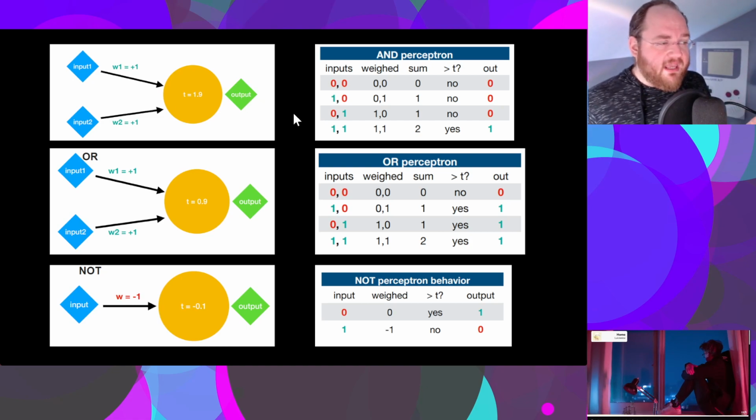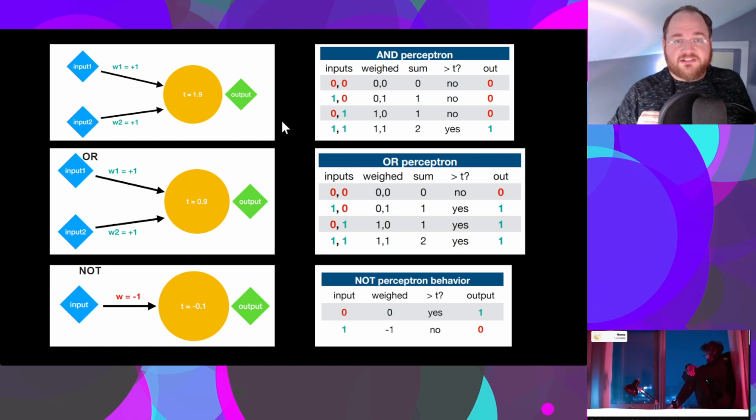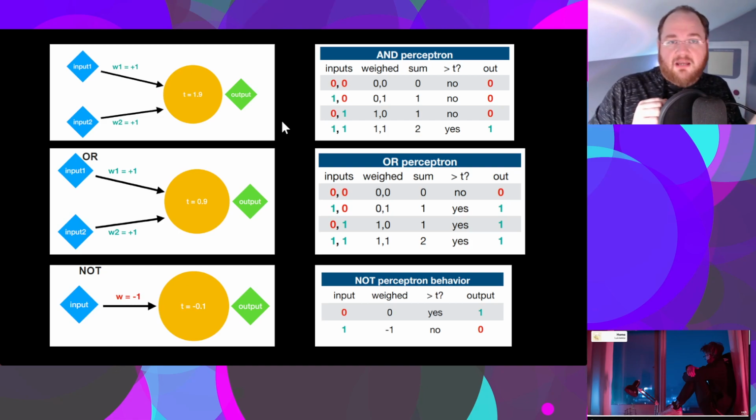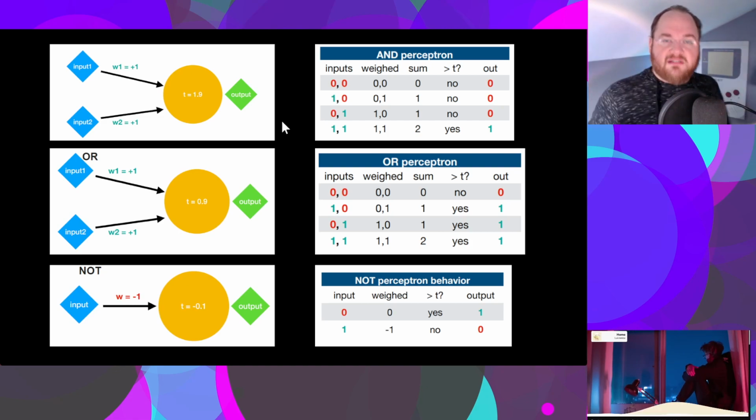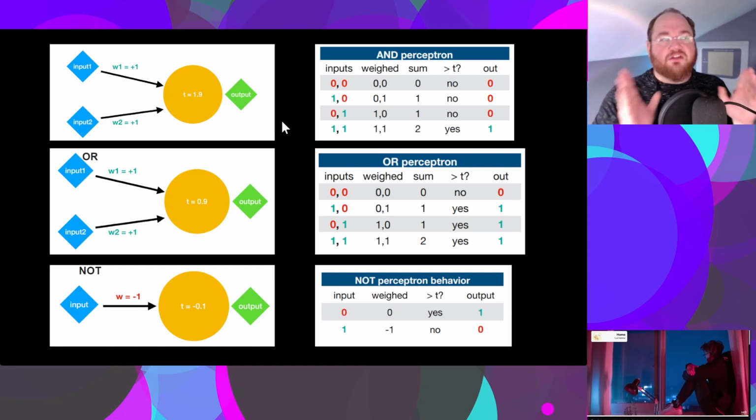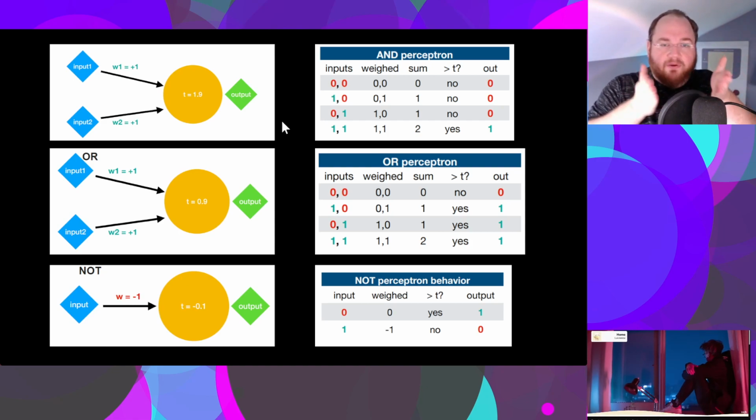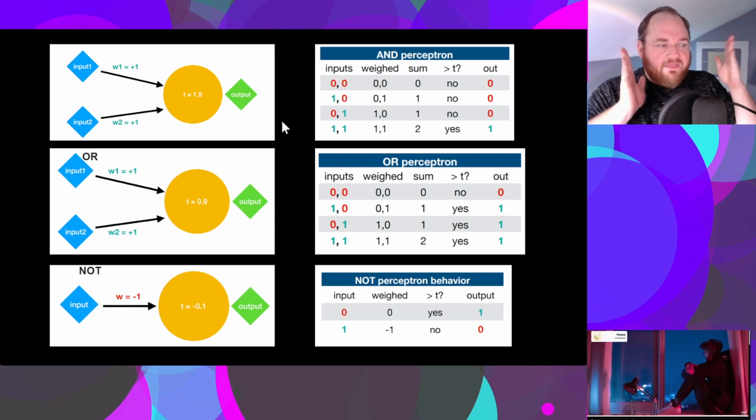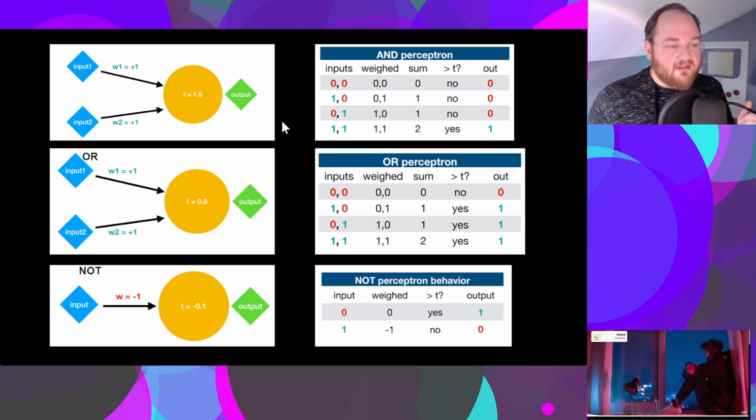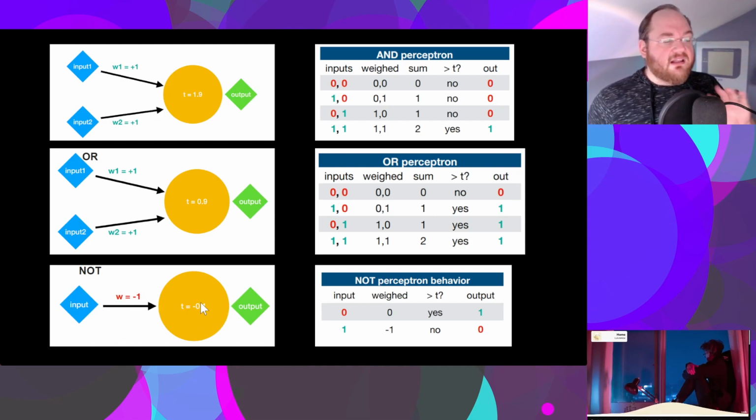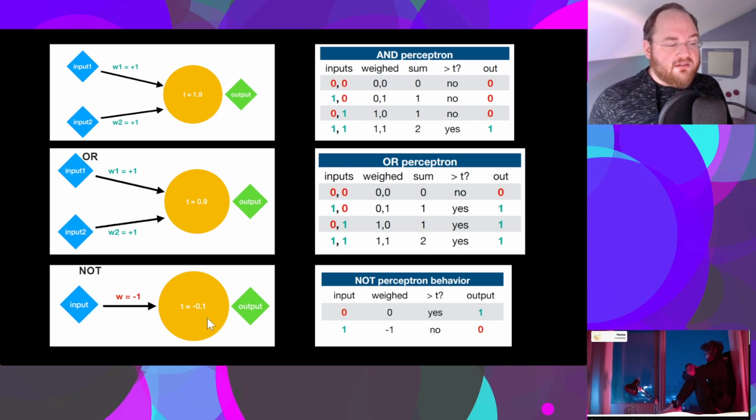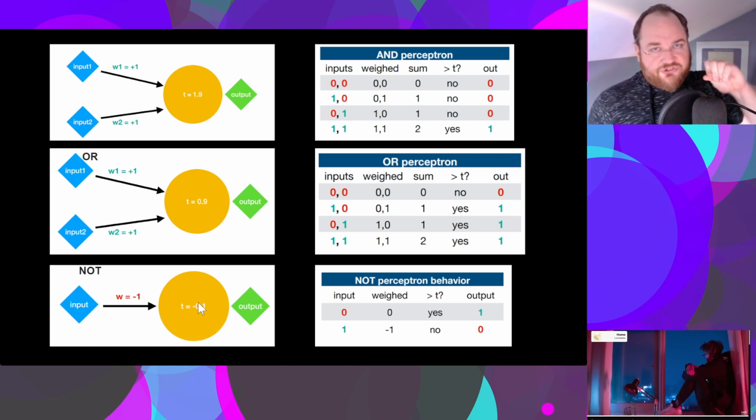Or it works the same way, it's just that the threshold is set lower so that even that 1 can be output. So either of these inputs can be active, and the output will still fire, right? Satisfying our truth table. And then finally, in this one, it doesn't matter too much about the threshold. I mean, it needs to be set near 0.